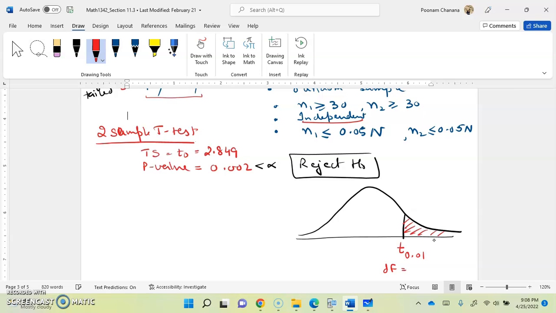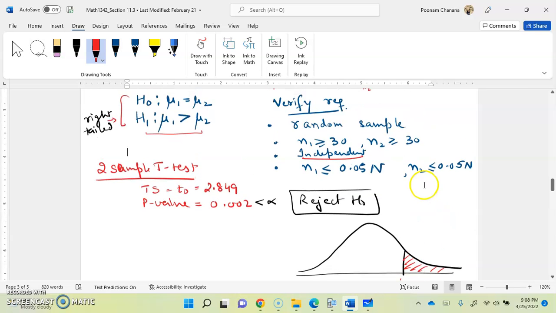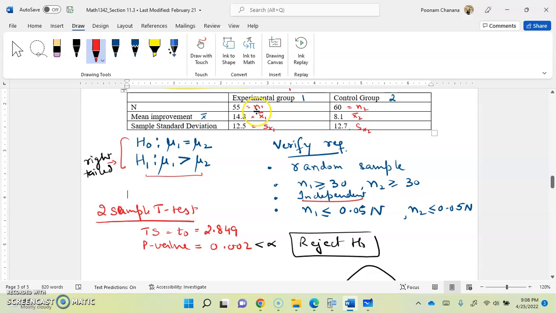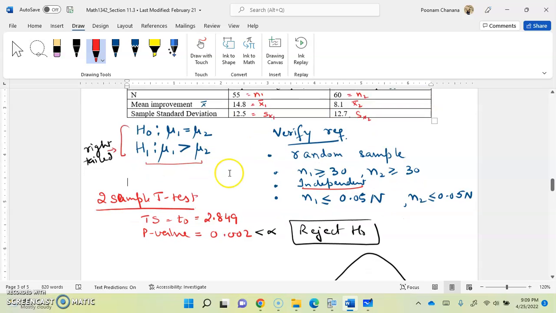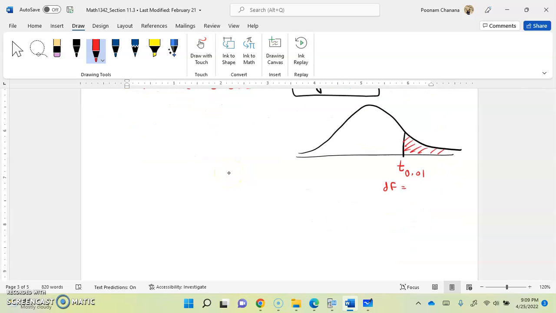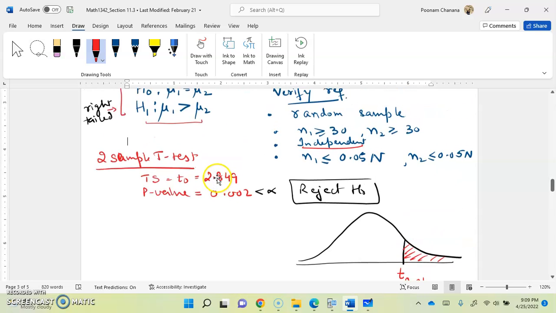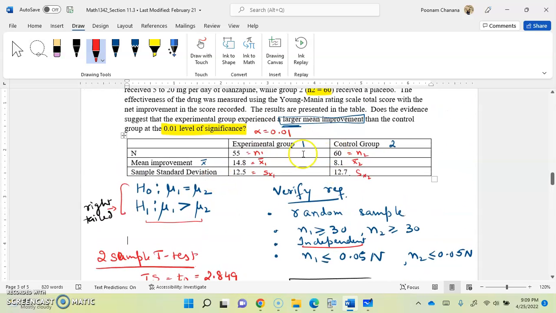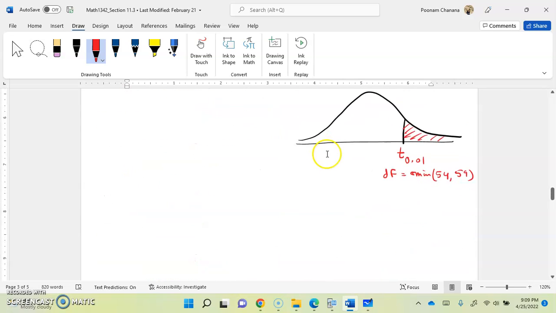How do you check degrees of freedom? That is the smaller value of n1 minus 1 or n2 minus 1. n1 minus 1 is 55 minus 1, 54. So DF is the minimum of 54 or 59. How did we get 59? 59 is 60 minus 1, right? So the minimum of these two is your degrees of freedom. That is 54, so degrees of freedom is 54.